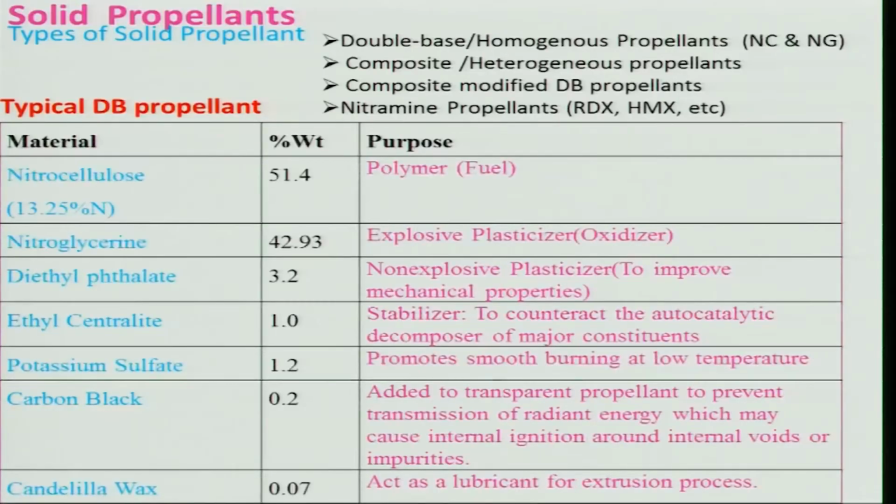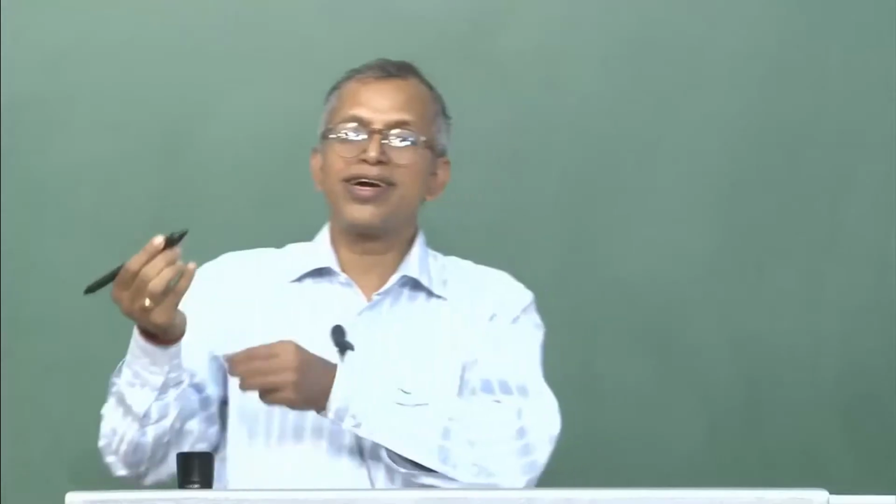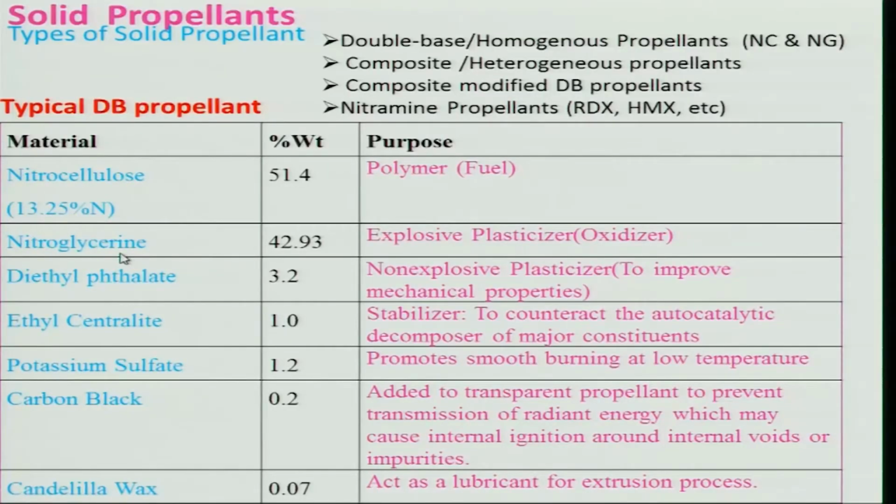So, a typical double base propellant, right, will be like this. One is nitrocellulose, which will be containing 13.25% of nitrogen and 51.4% by weight, and it is basically a polymer. Polymer is a fuel. We use a lot of polymer, even in the CERT we will be having some polyurethane and other things, right, plastic. And nitroglycerin, which is basically a liquid and an explosive plasticizer, and which is an oxidizer, the percentage is 42.93. There are several additives.